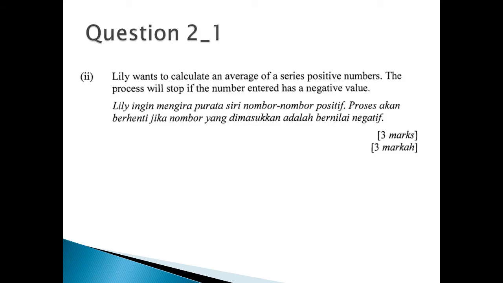And then question 2.1: Lily wants to calculate the average of a series of positive numbers. The process will stop if the number entered has a negative value. So from this statement, we know that it will involve repetition. So make sure in your process, you put the word repeat for repetition.